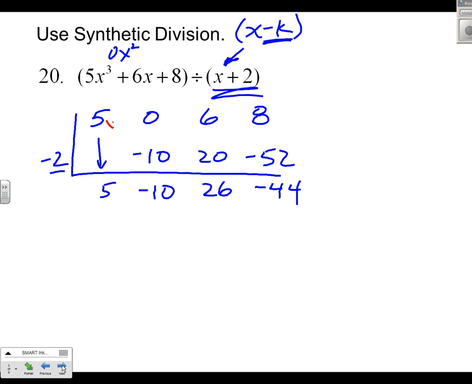So what we found out is the solution to this would be, this was an x cubed, it becomes an x squared. So we get 5x squared minus 10x plus 26 with a remainder of negative 44, so that would be minus 44 over what I was dividing by, x plus 2. So that is it. If you're a big fan of long division, you could just long divide that as well.